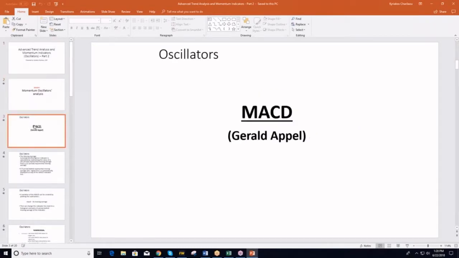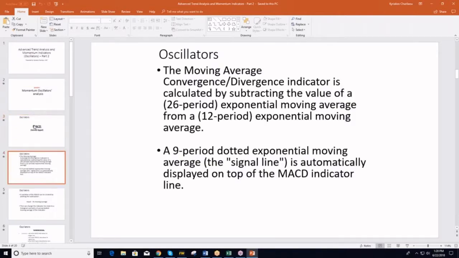The first indicator that we will see is called moving average convergence divergence, or the well-known MACD. This indicator was discovered and developed by Gerald Appel. The moving average convergence divergence indicator is the result of the subtraction of two exponential moving averages. We take the 12-period exponential moving average and subtract the 26-period exponential moving average. So it's the 12 EMA minus the 26 EMA. This is the MACD line.